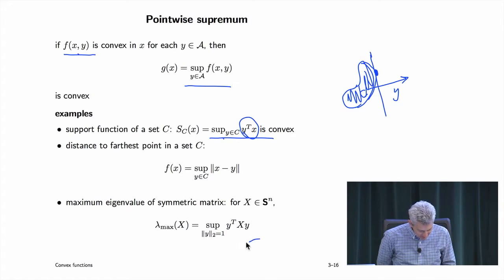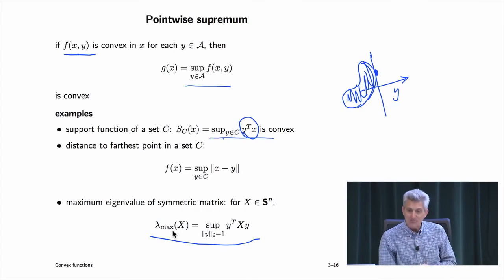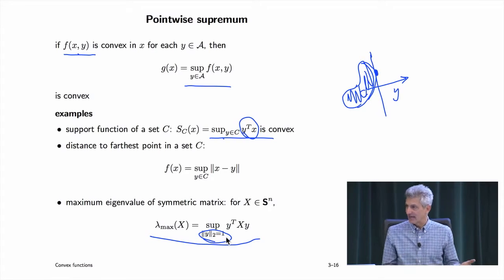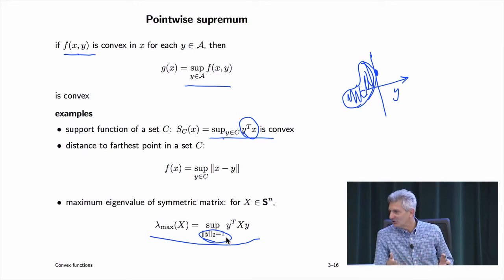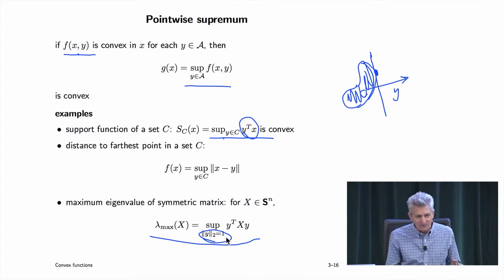Here's another one for fun, the maximum eigenvalue of a symmetric matrix. One way to write that is the supremum of y transpose X y subject to norm y equals 1. The answer is the maximum eigenvalue of X. That's almost the definition. So the question is, how do we know that's a convex function? It's a quite complicated function. It involves writing out the characteristic polynomial of X, factoring it, taking the largest, all this kind of stuff.